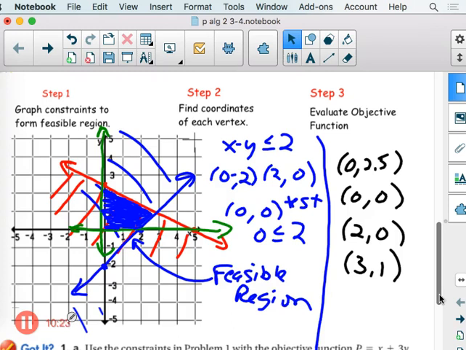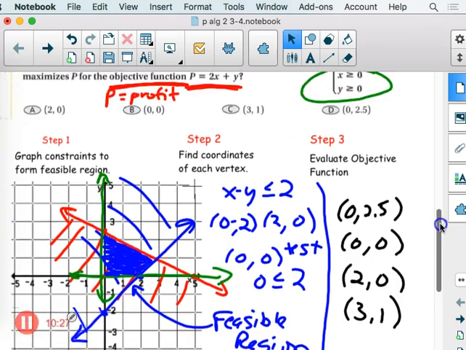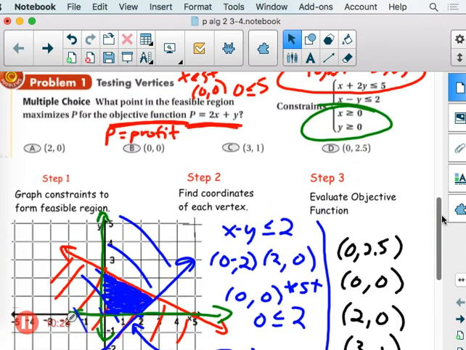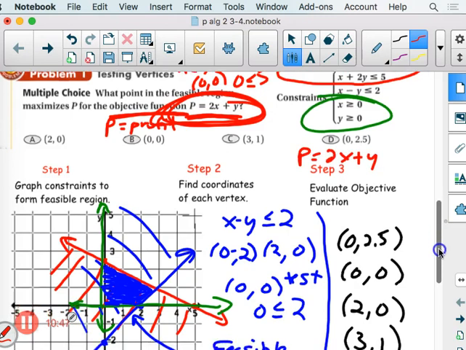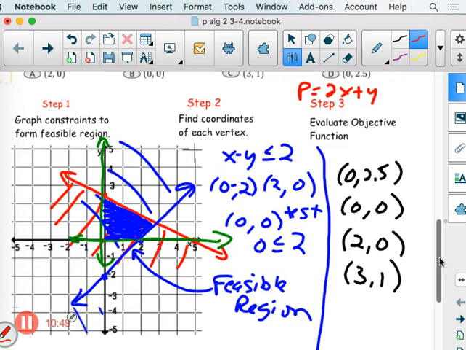Well, how do we know which one? Because there's something we haven't used yet. Right here. Objective function. An objective means, what are you trying to do? They're trying to maximize their profits. So we're going to take those 4 black ordered pairs that we have right there, and we are going to put them in for X and Y and see which one of them gives us the most money.